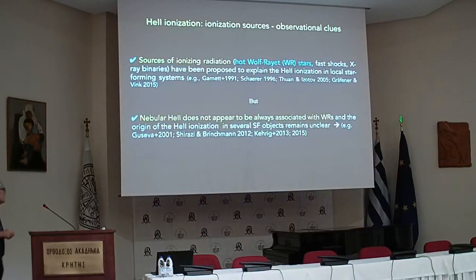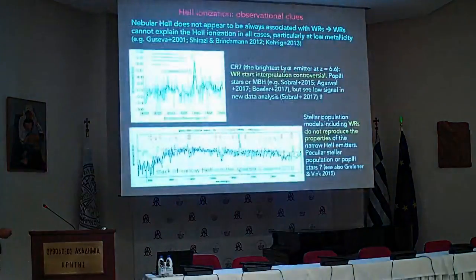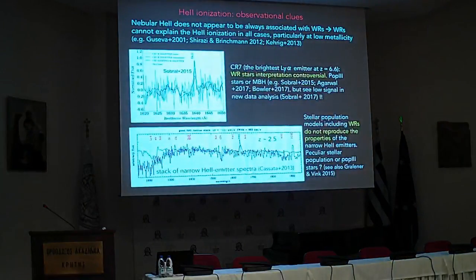In particular, nebular helium-2 does not appear to be always associated with Wolf-Rayet stars. We know that. This is not only the case locally, but also at high redshift. There are some results, for instance this stack of helium-2 emitter spectra by Cassata at redshift about 2.5. When you produce a synthesis with Wolf-Rayet stars inside, they cannot fit the helium-2 emission that is in the spectra.